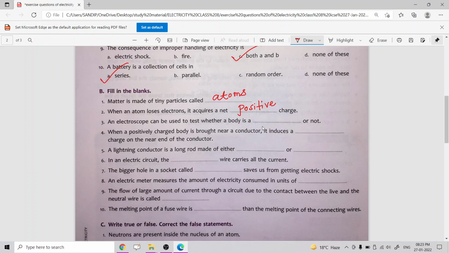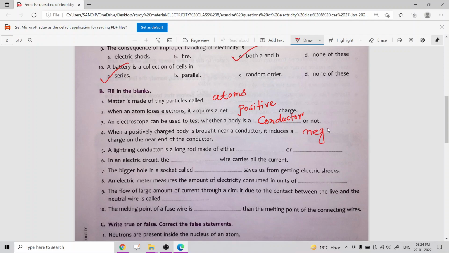The third one: an electroscope can be used to test whether a body is a conductor or not. The correct answer is conductor. Now the fourth question: when a positively charged body is brought near to a conductor, it induces a negative charge at the near end of the conductor. This is the property of the induction method.